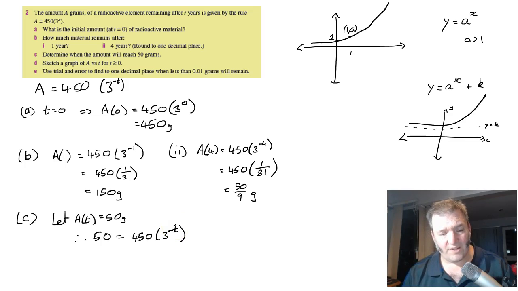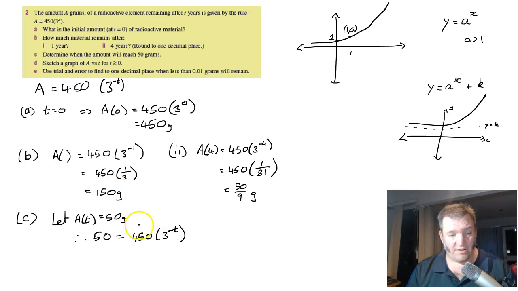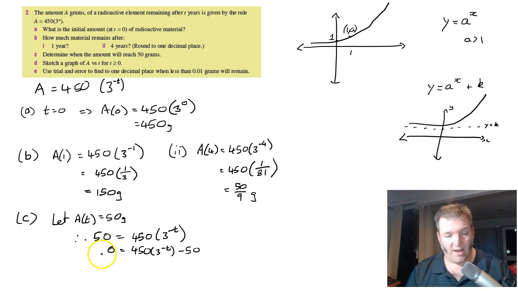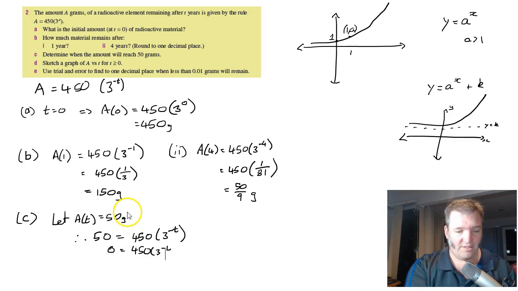Now you could do this on your calculator. Just type in 450 times 3 to the negative t minus 50. So if I show you how you could do that on your calculator, 450 times 3 to the negative t, take 50, plot that in y1, and then you can solve that to find where it equals 0. We're not going to bother with that because this one's going to be pretty easy. So let's just have a look and see what I'm going to do here.